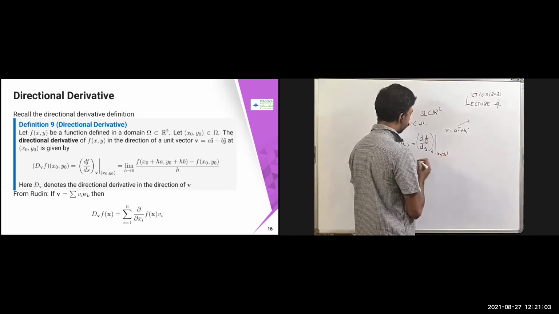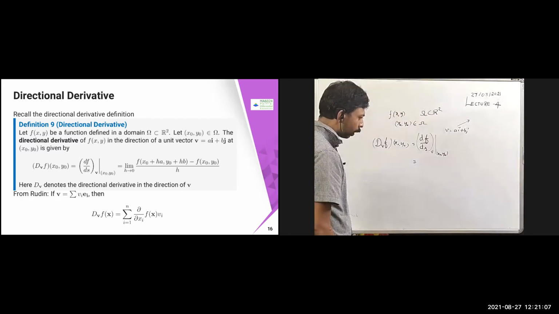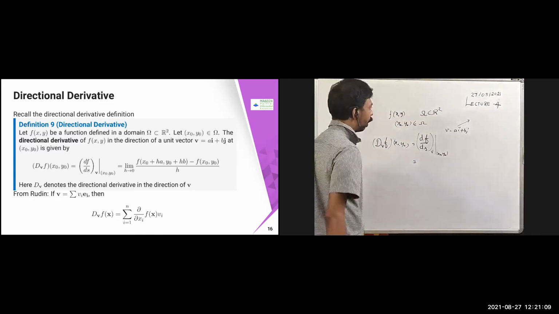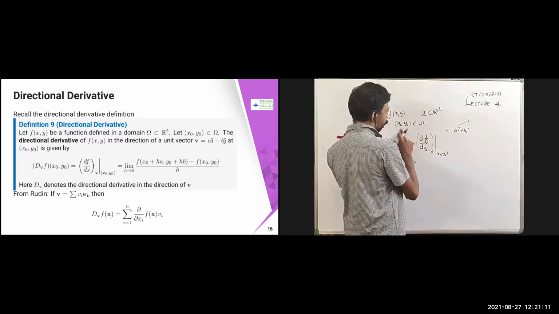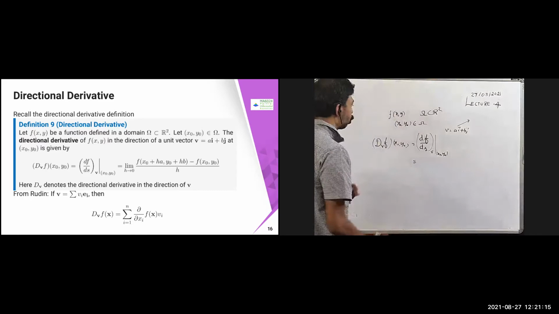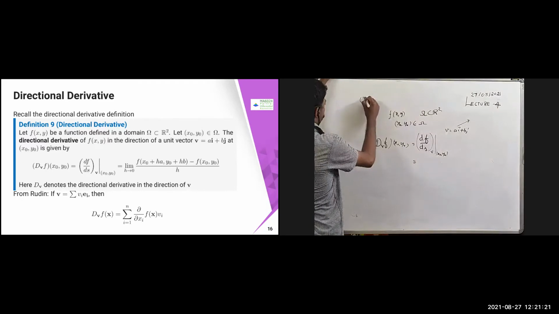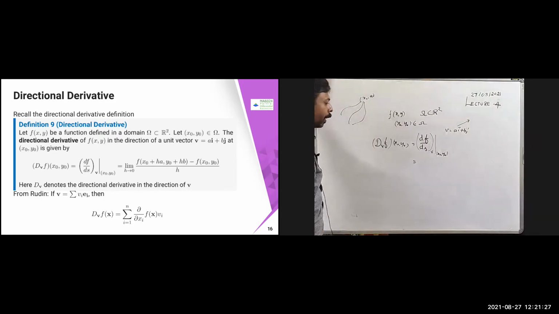So how am I going to define that? I take a vector from x naught comma y naught. I'm going to approach this point in different directions. I can take different paths to approach x naught comma y naught. So I have a point x naught comma y naught here, and I can approach it along different paths, with different direction vectors.